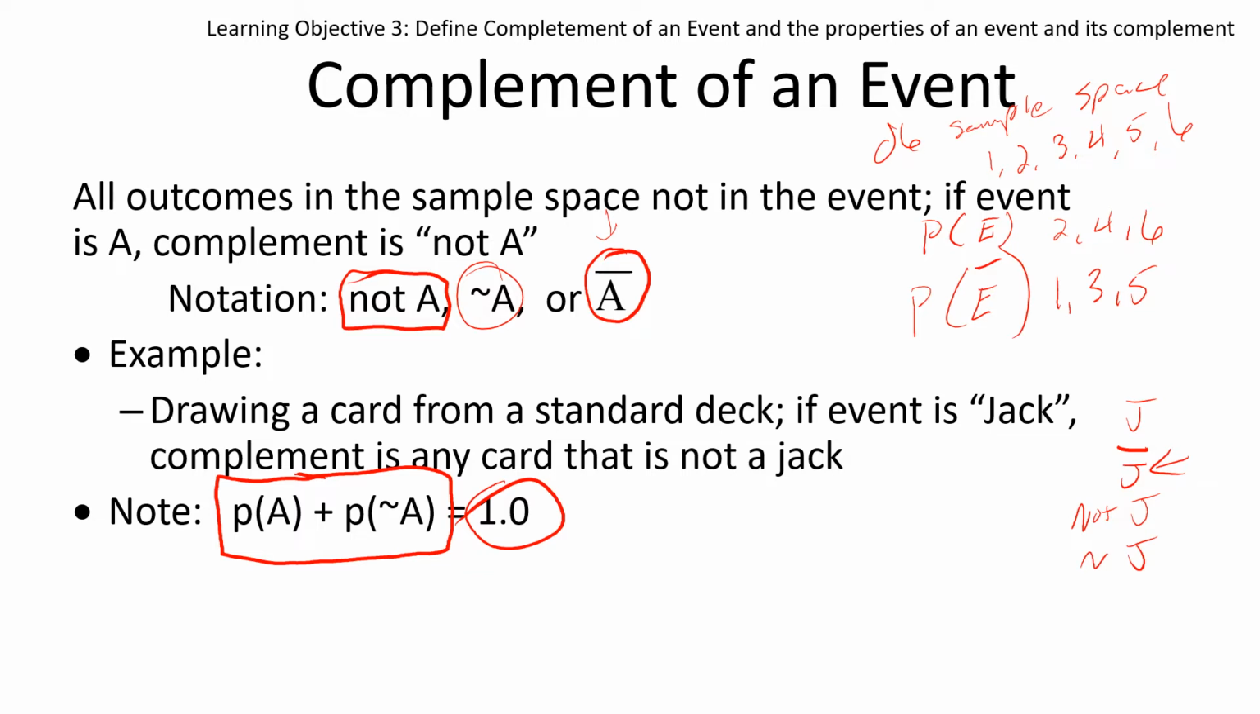Its complement is anything that's not a jack, everything that's not a jack. So if you look at all possible examples, they're either going to be in the event or in the complement of the event. Looking at rolling that die, there are 6 total outcomes. Since the event is evens, 3 of the 6 are in evens, and the other 3 of the 6 are in not evens. So that is the complement of an event.